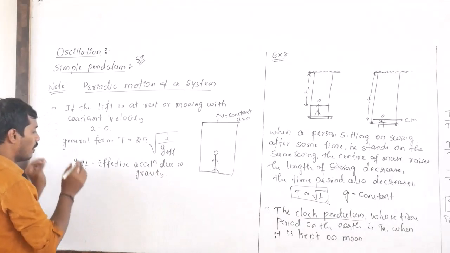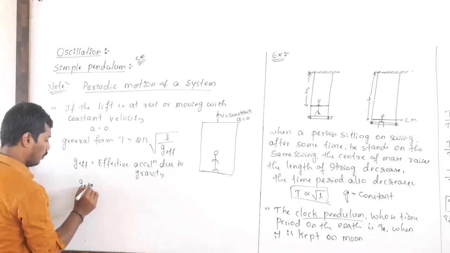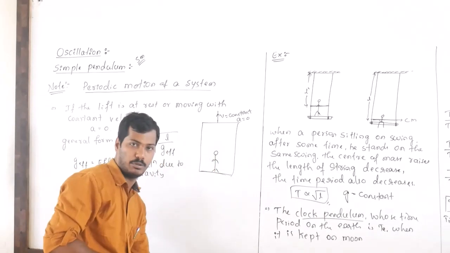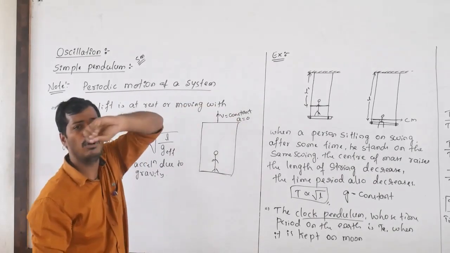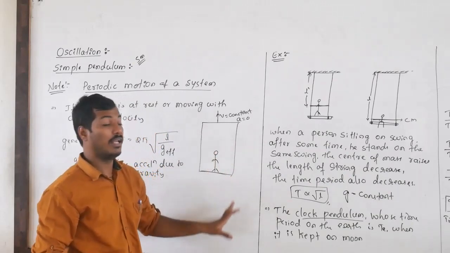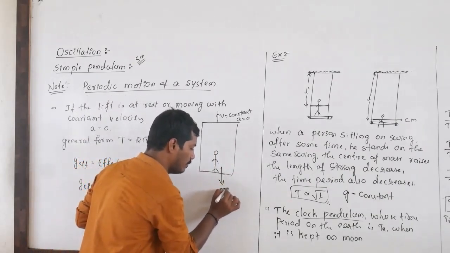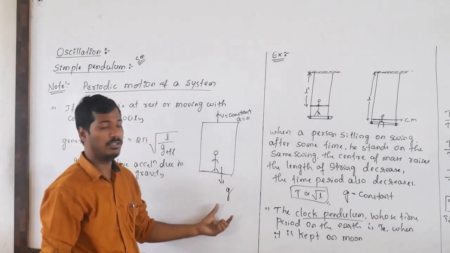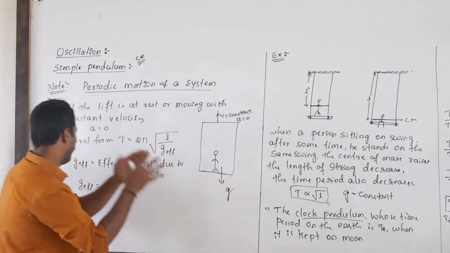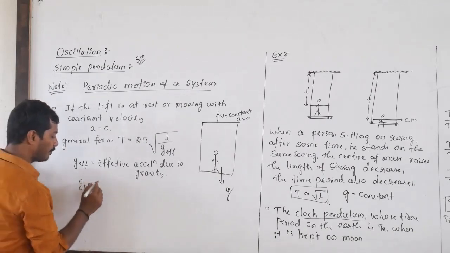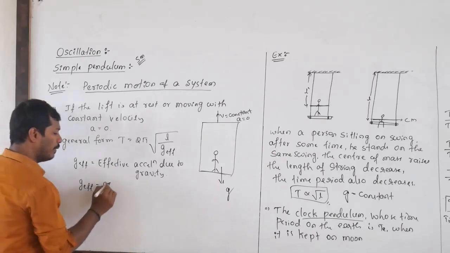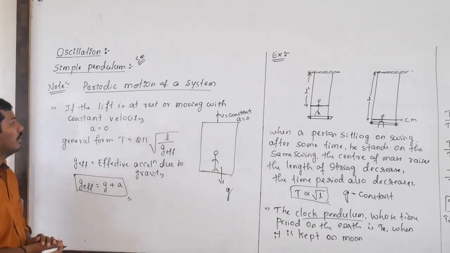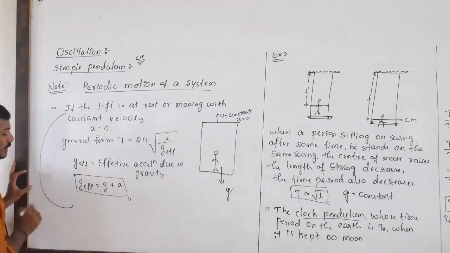This is one general formula, but how do we calculate it? The lift always wants to move downwards because of gravity. If you do not apply any force on this body, gravity is always there, that is mg. If you neglect the mass, because the time period is not dependent on mass, gravity is always there. So the general form is gravity plus acceleration. I will write only the general form here. The first condition is there.